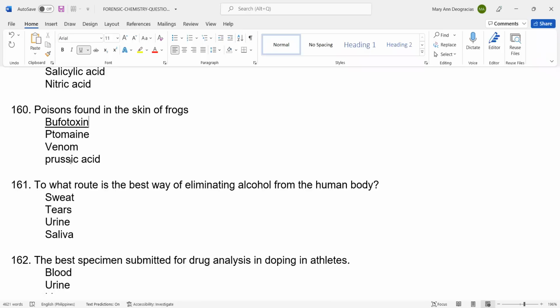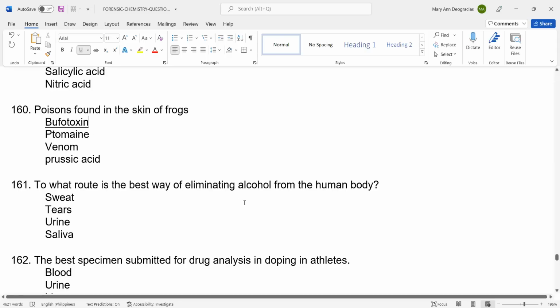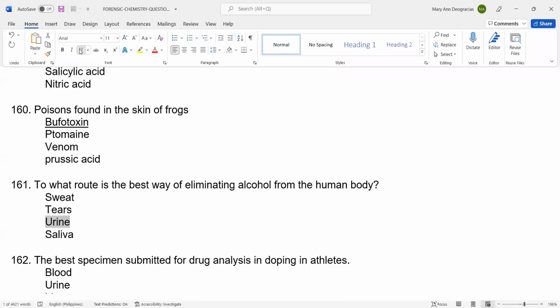Okay, number 161. To what route is the best way of eliminating alcohol from the body? Nasabi ko na to kanina, no? Okay, so, na-repeat pala yung question na to. It's urine.